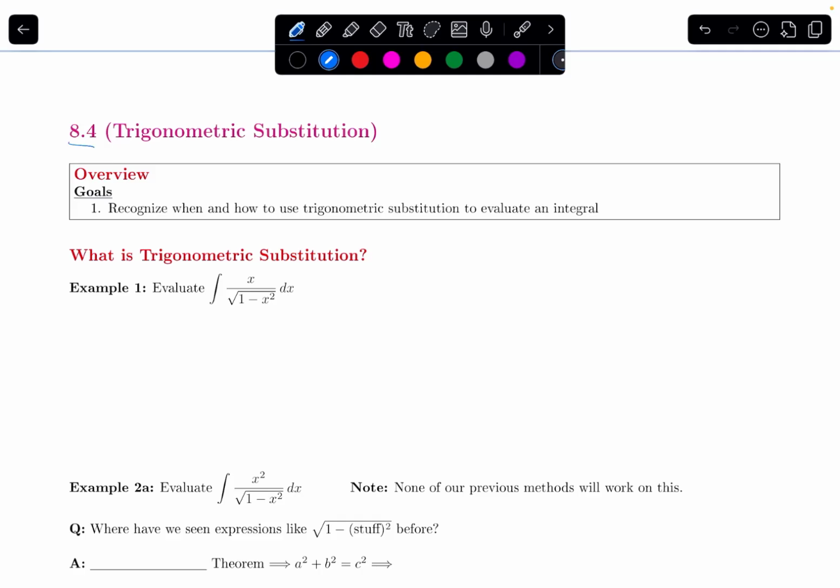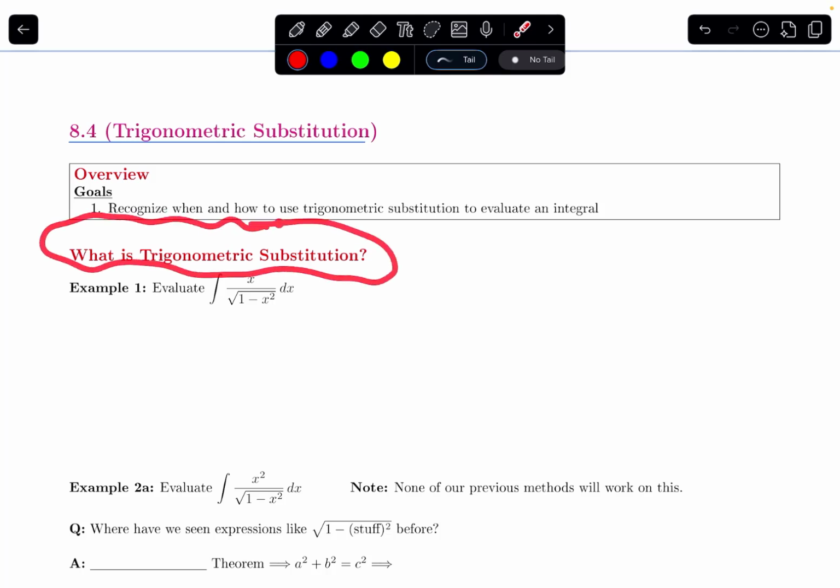In this video, we are going to talk about section 8.4 on trig substitution. So this is a new method for doing antiderivatives. Our goals are to recognize when and how we use trig substitution. So in this video, we will look at an example to introduce what trig substitution is.